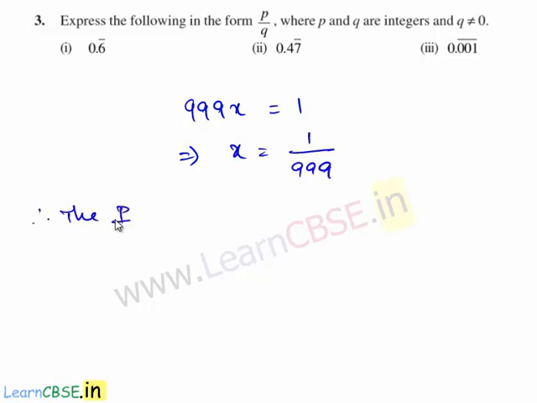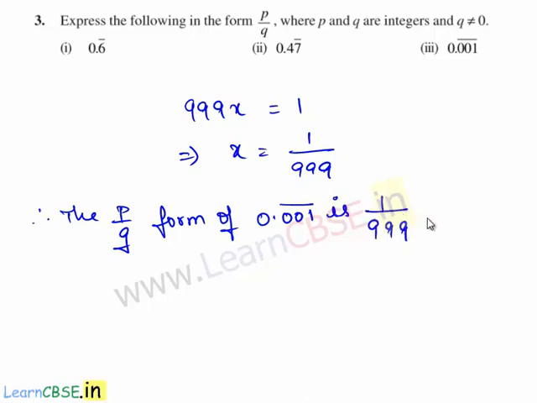Therefore, the p by q form of the given decimal expansion 0.001 bar is 1 by 999, where 1 and 999 are integers and the denominator is not equal to 0.